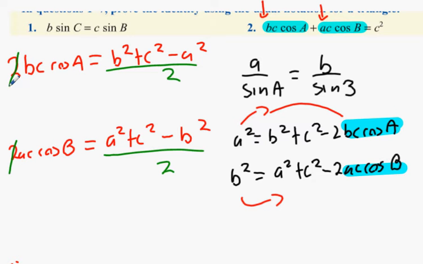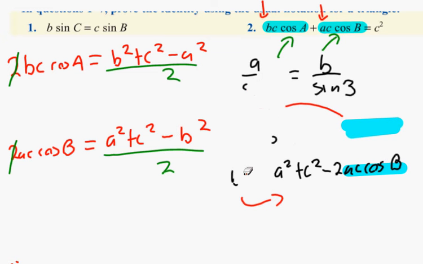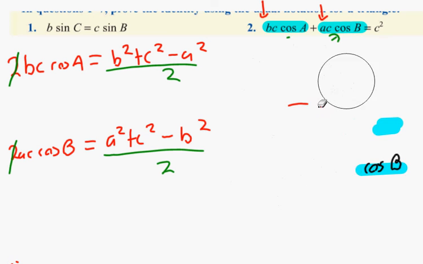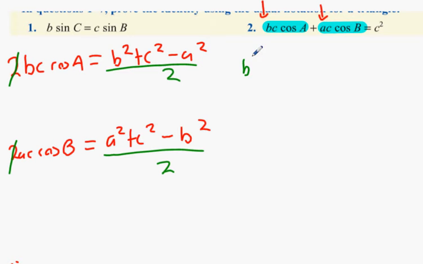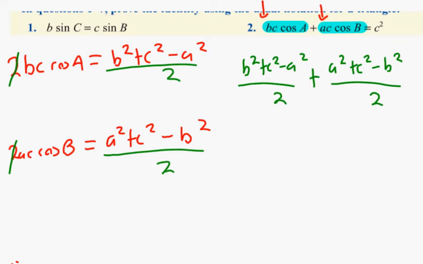Cancel, cancel. Now, plug these two things into the equation up here, yeah? So when we plug the two of these in, what should happen? We're going to get b squared plus c squared minus a squared over 2, plus a squared plus c squared minus b squared over 2. What cancels? What's left?